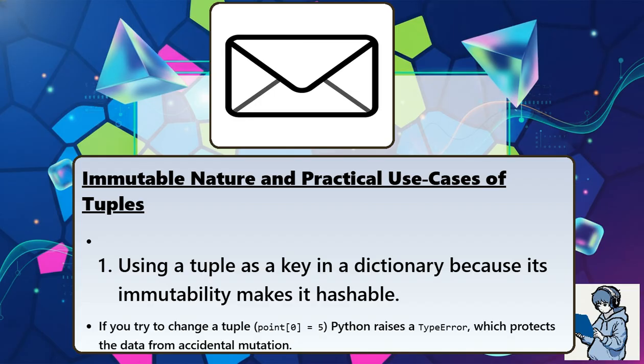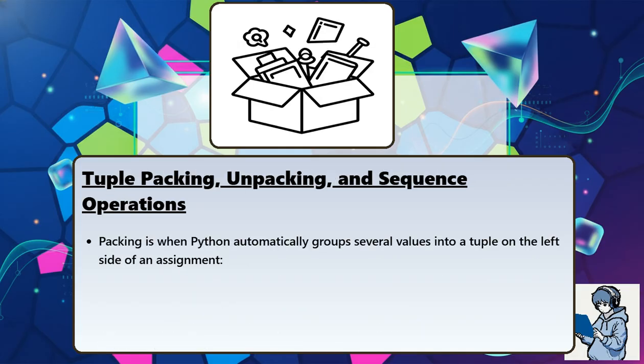If you try to change a tuple, point[0] = 5, Python raises a TypeError, which protects the data from accidental mutation. Packing is when Python automatically groups several values into a tuple on the left side of an assignment. a = 1, 2, 3, a becomes (1, 2, 3).